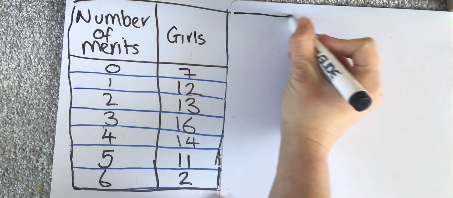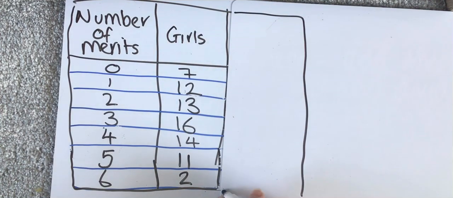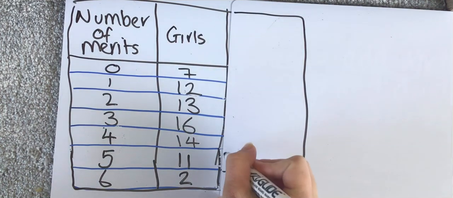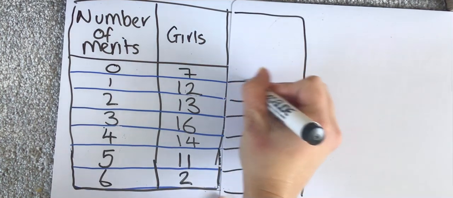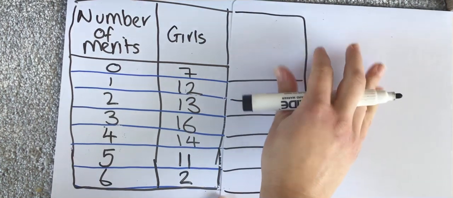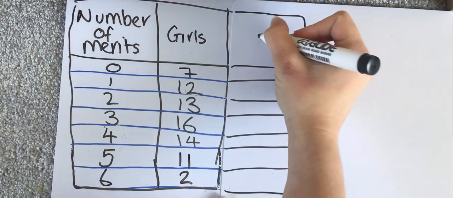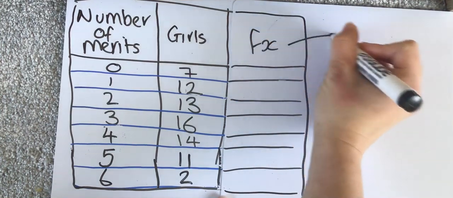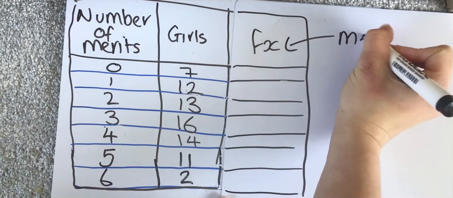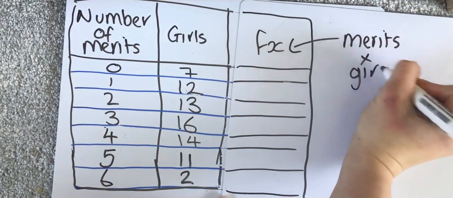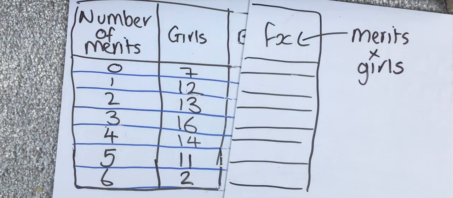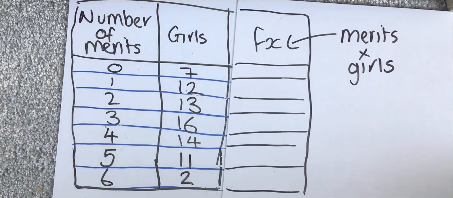And then what I've got, just trying to make it so I can write on it, is this. In this case, my FX, or what I'm going to be doing with this one, is merits times girls, because I'm trying to work out the total number of merits, okay? If you think merits are like e-praise, okay?